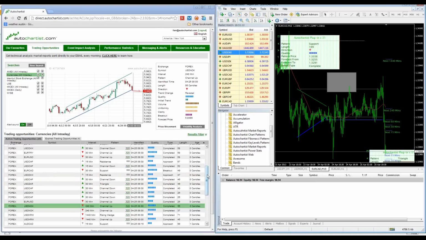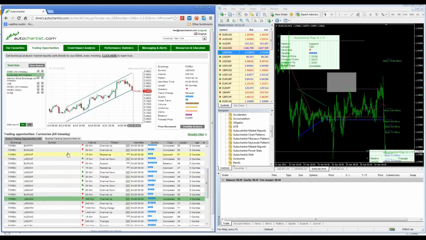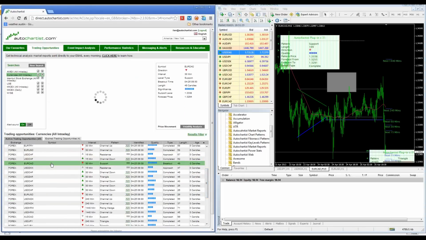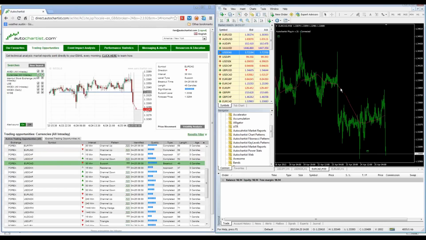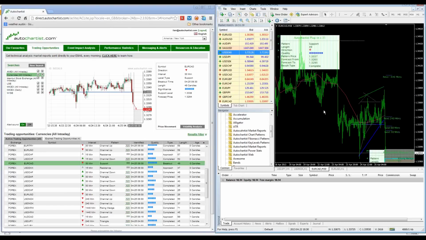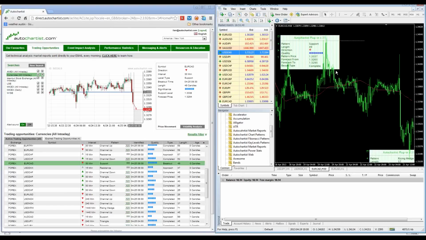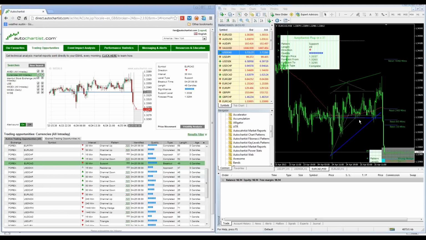Then I found another opportunity earlier while I was looking through this, a Euro CAD opportunity. Let me find that opportunity now. Let me change our price chart to 30 minutes, because I have a 30-minute opportunity. Oh, have I got the wrong graph? Oh, there it is. I've got to just zoom in a bit.